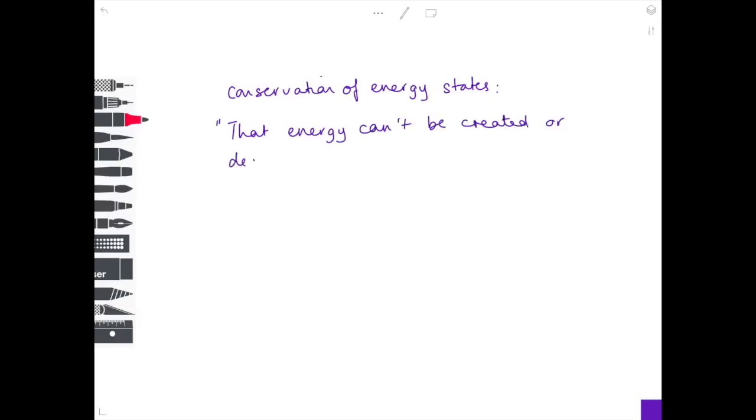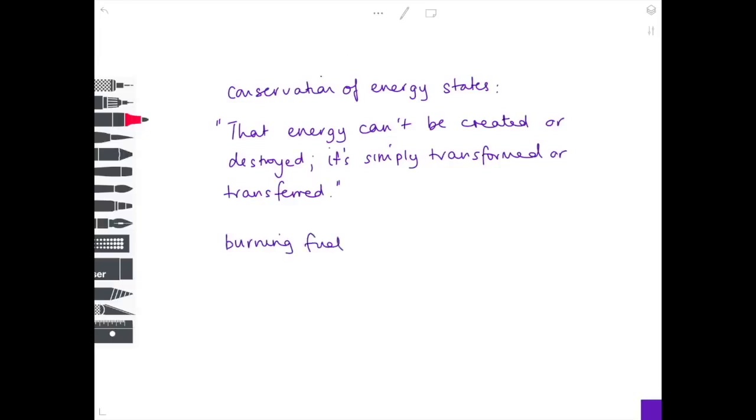How might an event or process change the energy an object has? Well, first of all, notice that the conservation of energy states that energy cannot be created or destroyed. It's simply transformed or transferred. And let's list a few examples of a process or event that may transform energy. For example, burning fuel. Now we know within fuel we have chemical potential energy, and upon burning that will transform itself into heat energy.